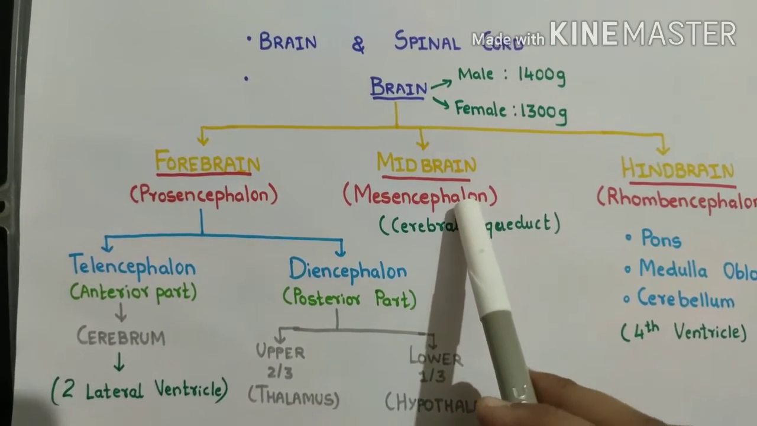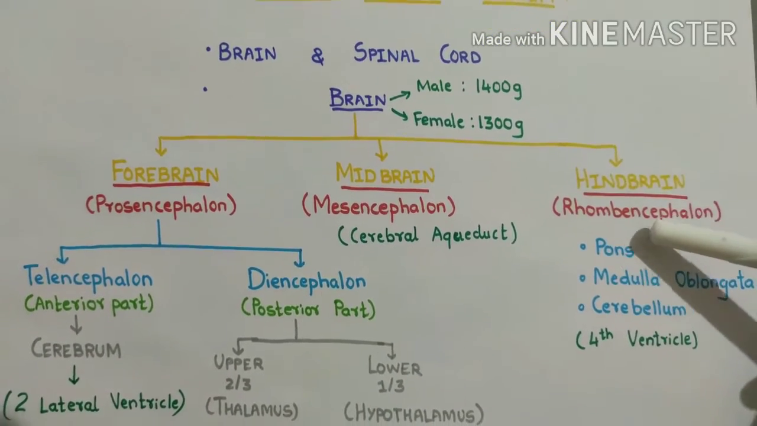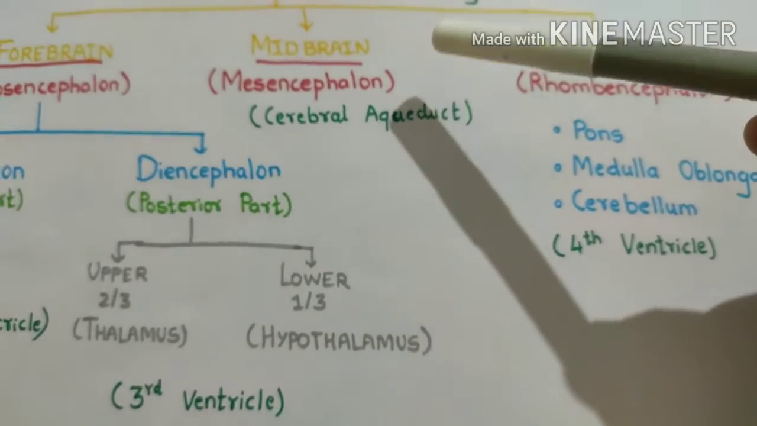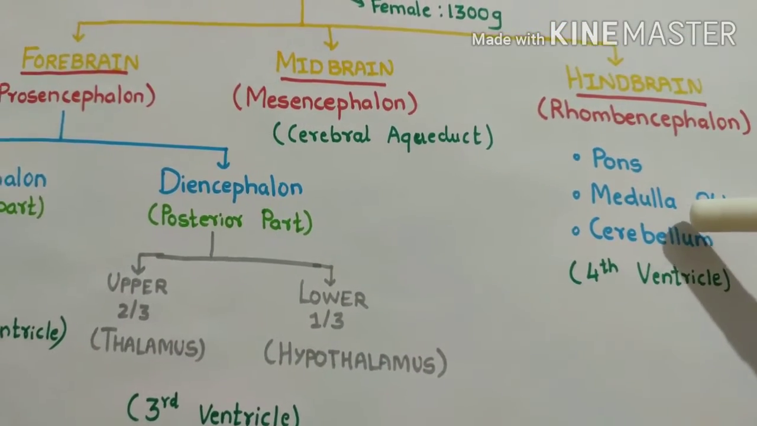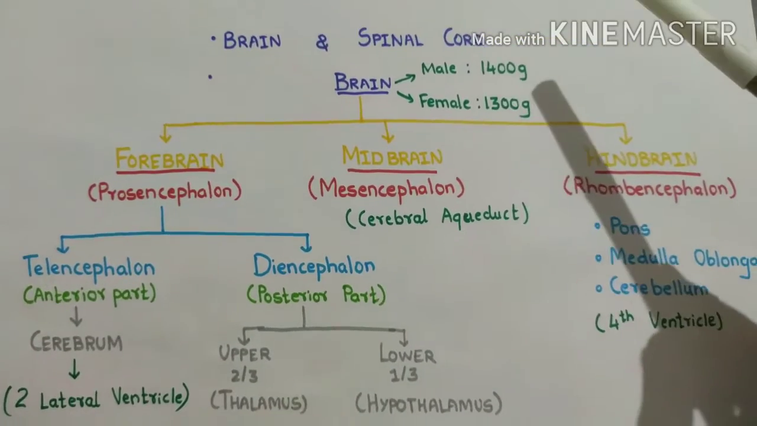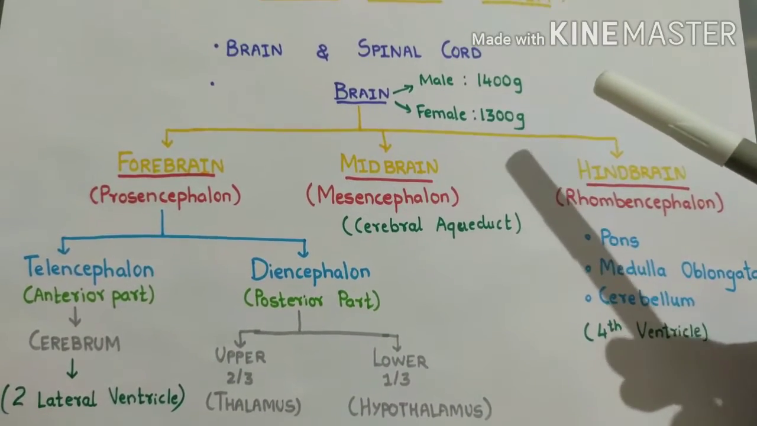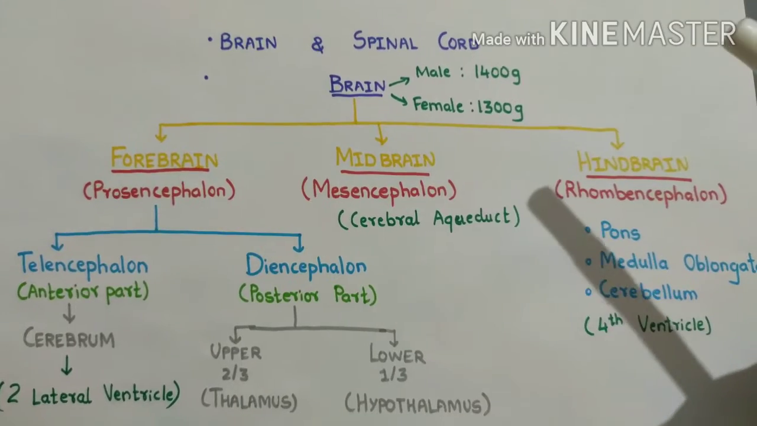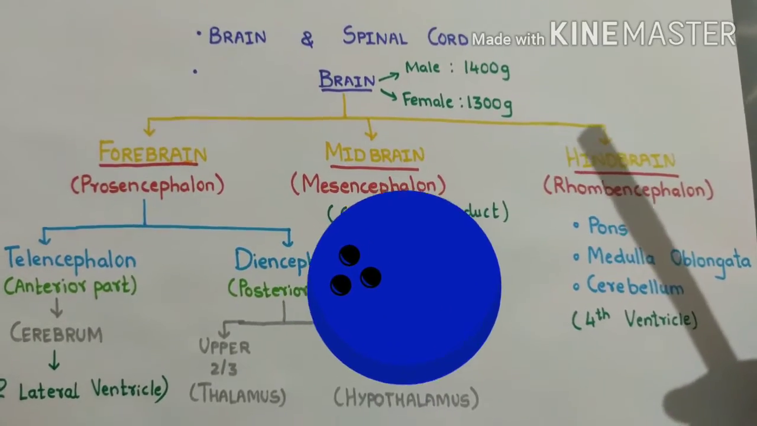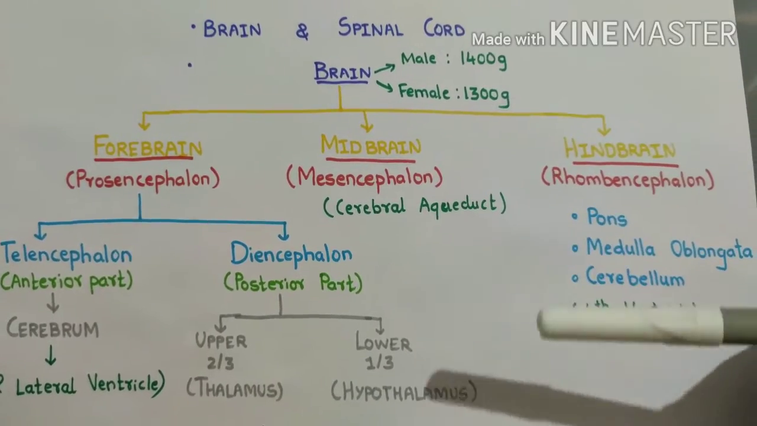Midbrain is the smallest part of the brain. The hindbrain is further divided into pons, medulla oblongata and cerebellum. This midbrain, pons and medulla oblongata together form brainstem. The average weight of brain in young male is around 1400 grams and in female it is around 1300 grams. This much weight can be very heavy to carry. So, brain is literally floating in cerebrospinal fluid.